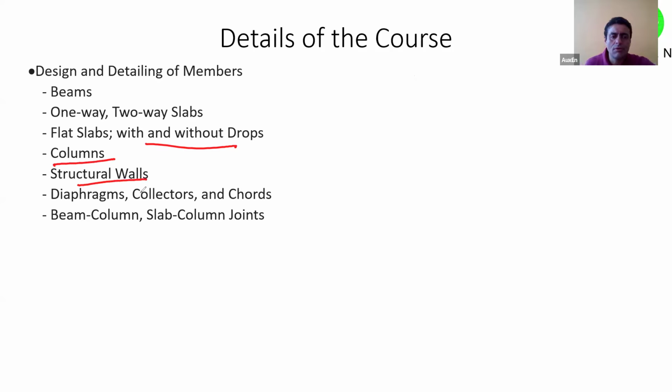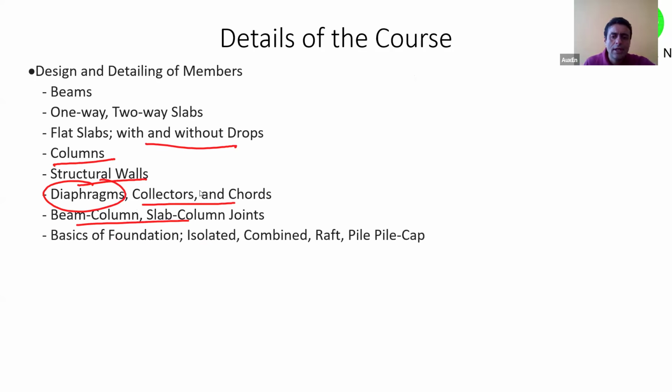Then columns, structural walls, diaphragms, collectors, chords, etc. Joints, beam-column and slab-column joints. And then we will also look into the foundations, basics: raft, combined, pile, isolated, etc. We'll also look into the strut and tie analysis approach, which is given in the ACI 318, and now it has been included in the IS 456 draft also.